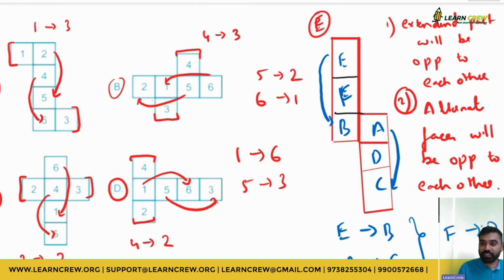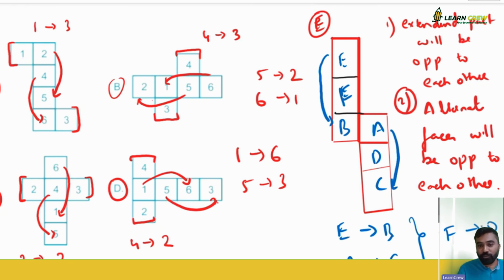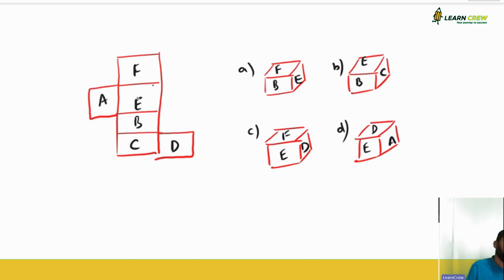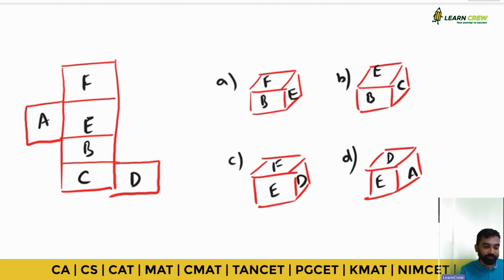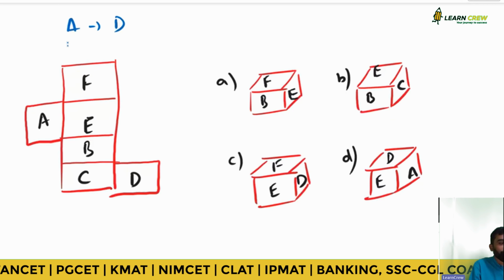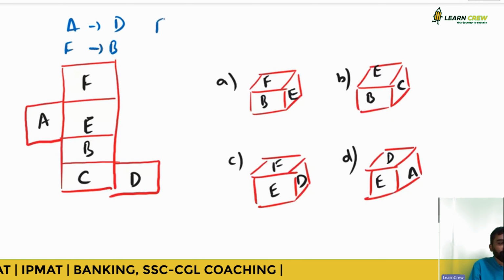Initially we did it for a closed dice, and again we did it for an open dice. Here is one small example. Which is the correct dice over here? A, B, C. Which is the correct dice? Now, A is opposite to D. F is opposite to B. E is opposite to C.